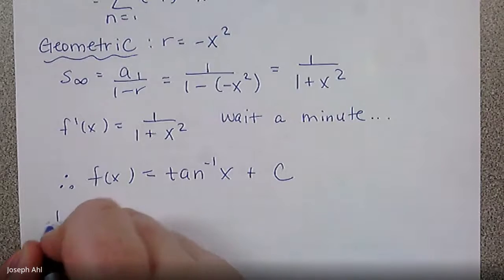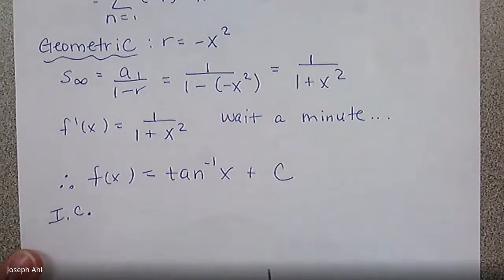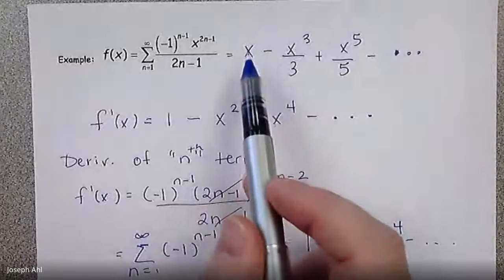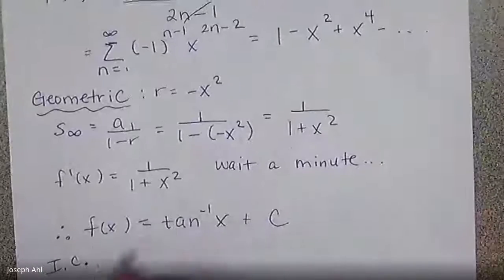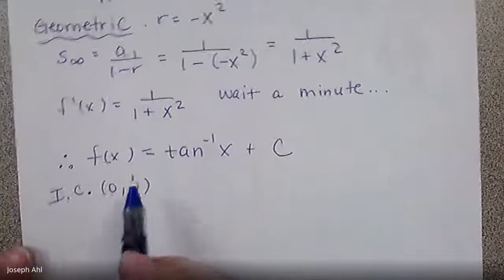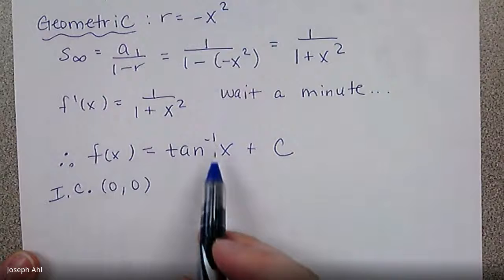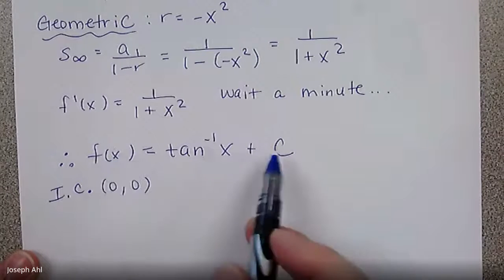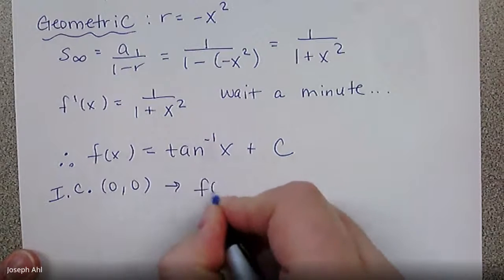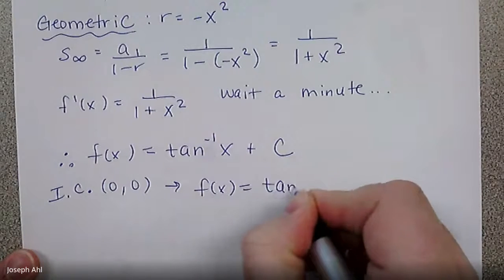Crazy. Okay, let's talk about an initial condition here. The initial condition would be that if we plug in 0 for x, that's the easiest initial condition to pick, we would get 0 for y. So if we plug in that initial condition, tan inverse of 0 is 0. So we're just going to get that c equals 0 because of this initial condition. So therefore, we get f of x equals just tan inverse of x.